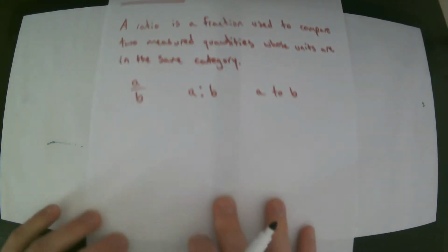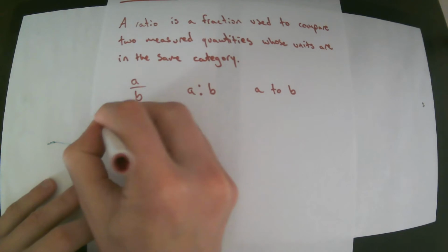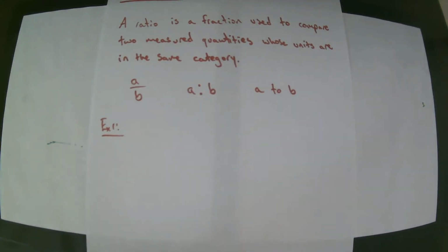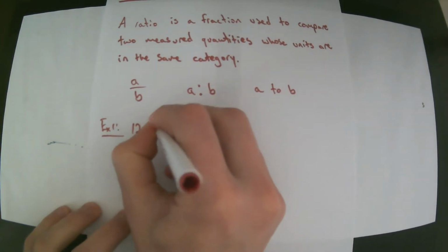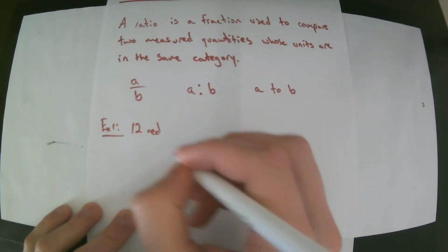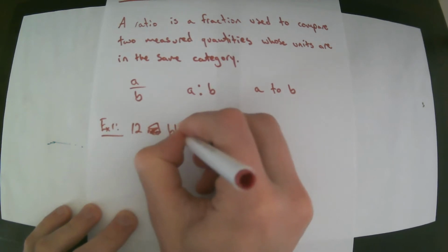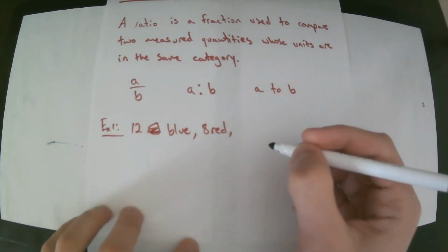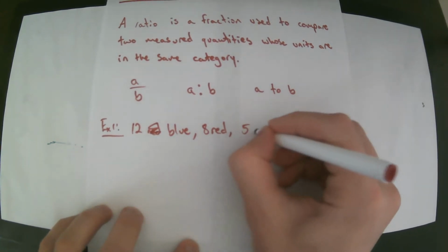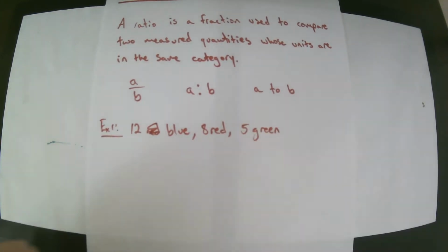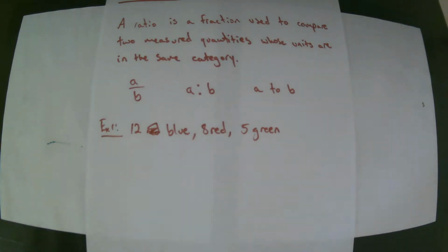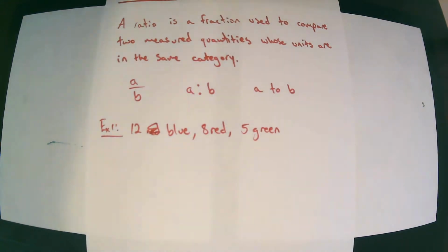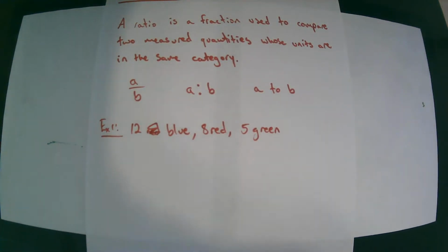Alright, so I'm just following through the notes here. Example 1 says there are 12 blue marbles, 8 red marbles. Let's see, 12 red. Oh, I already messed it up. 12 blue, 8 red, and 5 green marbles. One second. That's a bit better. Okay, 12 blue marbles, 8 red, and 5 green.